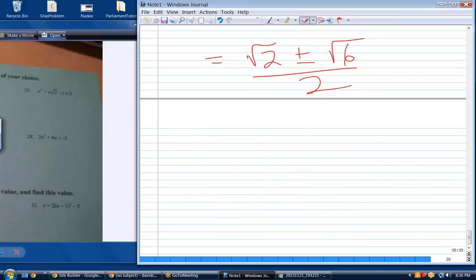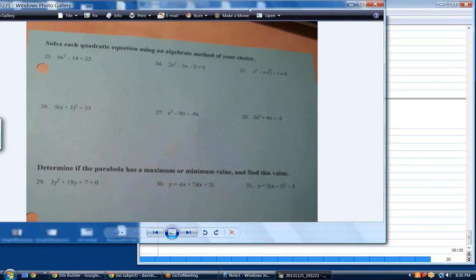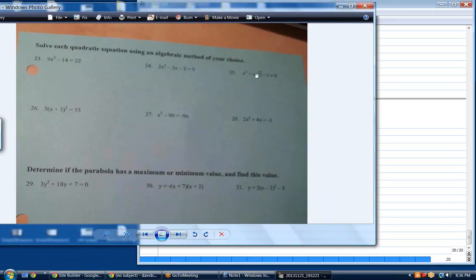Okay, so the only thing hard about that that confused you was the fact that they switched the x and the root 2. If they'd have put the root 2 in front of the x, you would have recognized it as just a normal quadratic that you got to use the quadratic formula to solve.